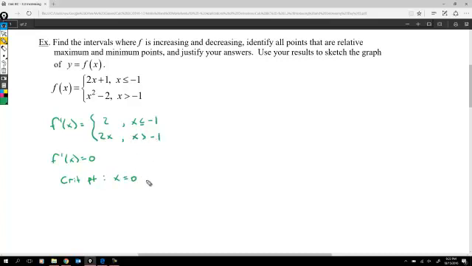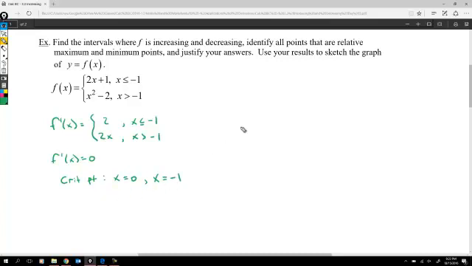Okay, and upon further analysis, I realize that I have a critical point at negative 1. The reason why I have a critical point at negative 1 is because the function is discontinuous at negative 1. So remember, a critical point is where your derivative is either 0 or undefined. Okay, it can be both. So in this case, the derivative will be 0 at 0. It is undefined at negative 1. The reason being, if you plug negative 1 in, up here you get 2, down here you get negative 2. They're not the same, so the limit doesn't exist. It's discontinuous, and so the derivative doesn't exist.